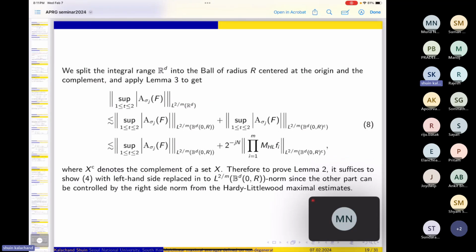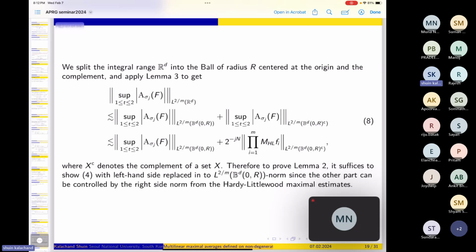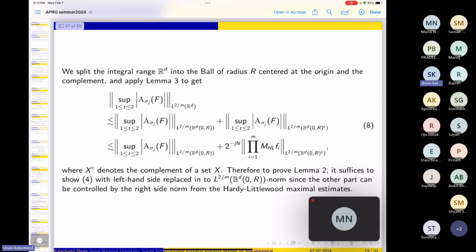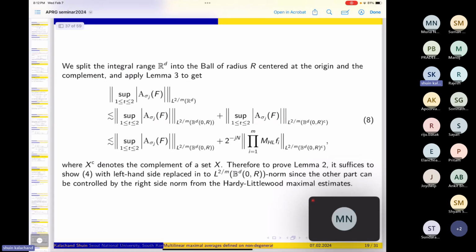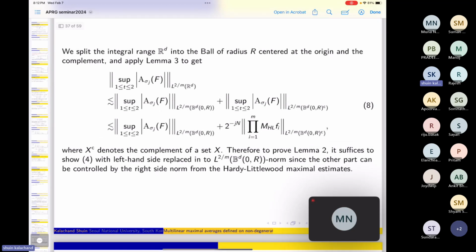Now we can split this integral into two pieces: one integral over the ball of radius r, and the other over the complement of the ball of radius r. For the complement of the ball of radius r, we have seen that the kernel behaves very nicely, and this operator can be dominated by the product of Hardy-Littlewood maximal functions. Therefore, the required estimate holds. Now we only need to worry about the case when the norm is taken over the ball of radius r.